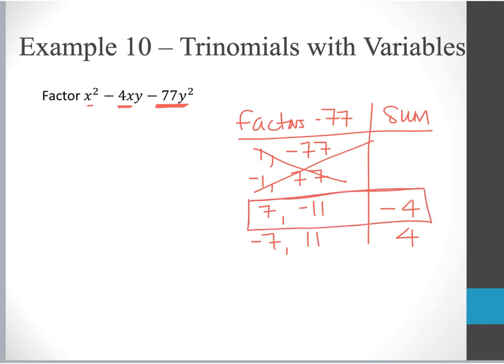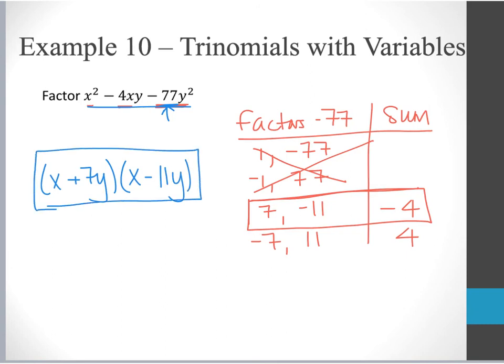So again, because I have both x and y in my original problem here, I'm going to set this up as x plus 7y, and remember the coefficient goes with the y because I have a coefficient on the y squared term, and then I have x minus 11y. So these are my two factors for example 10. Please let me know if you have any questions.